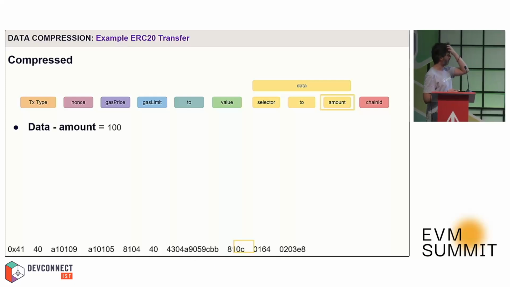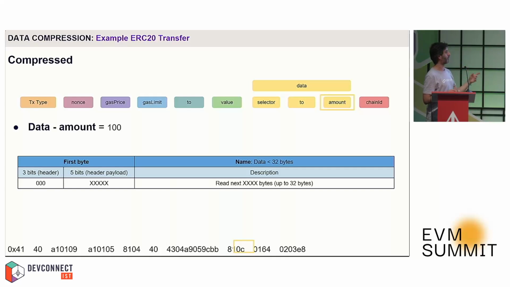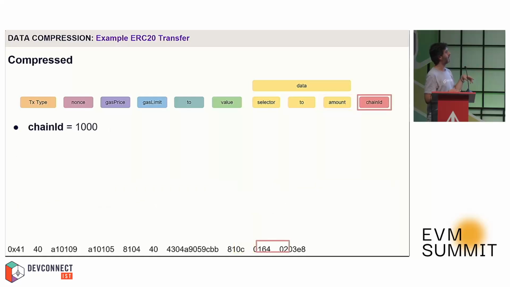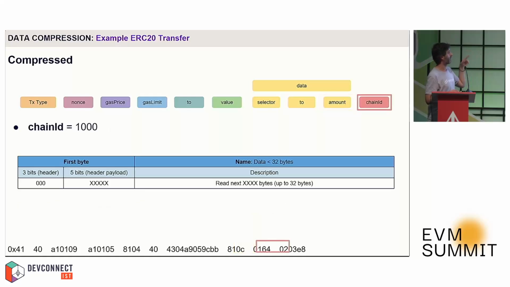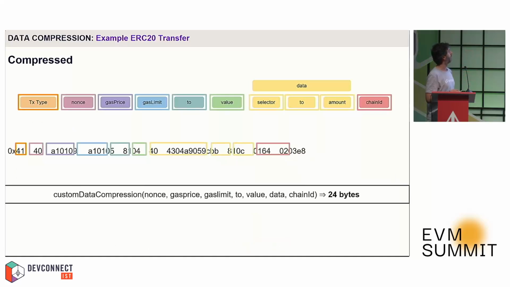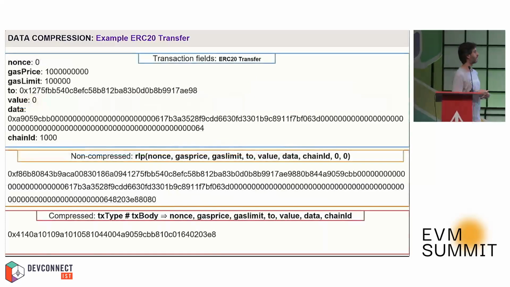The data amount, I just put an example of 100. You can encode it with this kind of function for data less than 32 bytes. So at the very end, it will be just 2 bytes. And the same happens with the chain ID. Okay. Then, well, the squares are a little bit moved. I don't know why. But at the very end, we move from 109 bytes to 24 bytes. So the reduction is important.